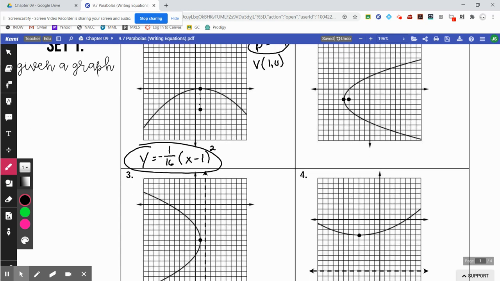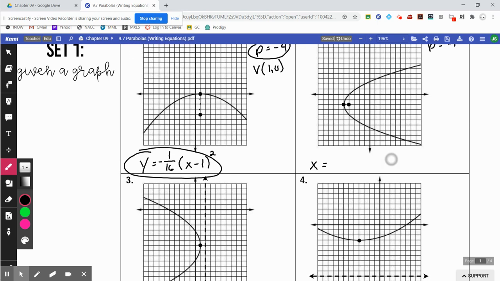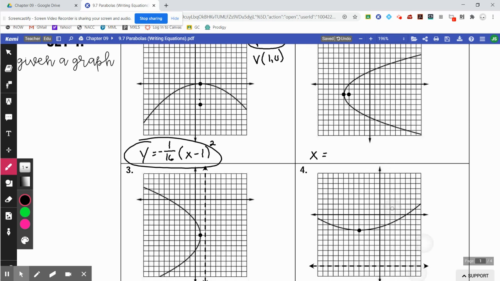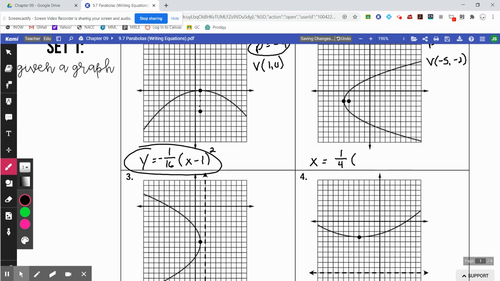The next one, it's a horizontal parabola. So that would be an x equals parabola. Since it cups to the right, that means I have a positive p. So therefore, my p is a positive 1 here. So therefore, we have x is equal to 1 over 4 times p, which would be 4 times 1. And then we need our vertex. So my vertex is located at 1, 2, 3, 4, negative 5, negative 2. So pretty much the rest of it's just the transformations.